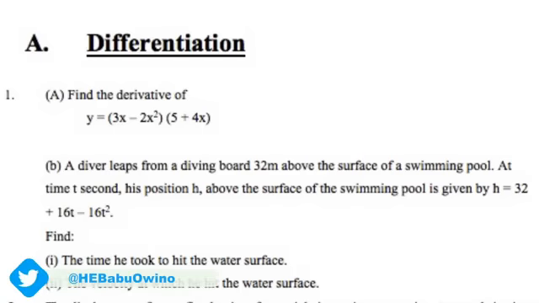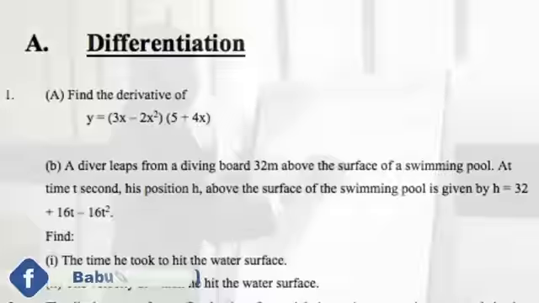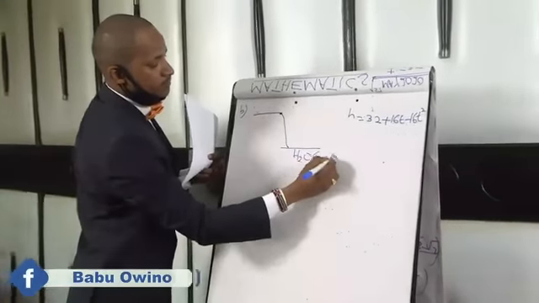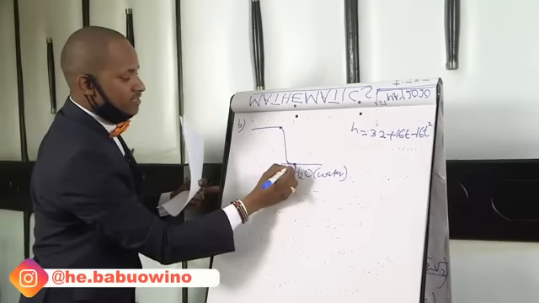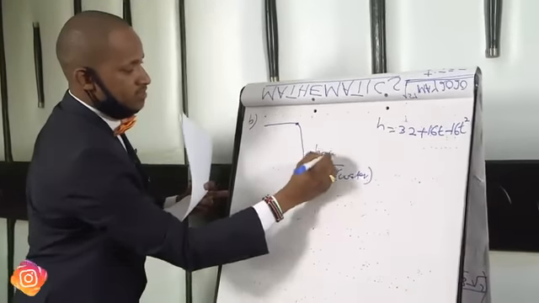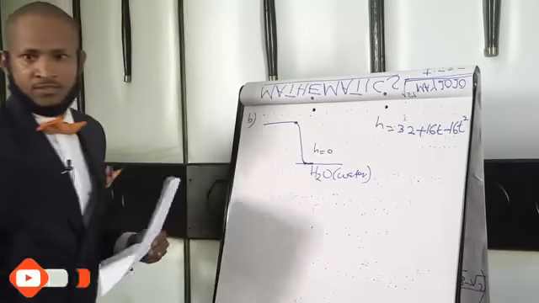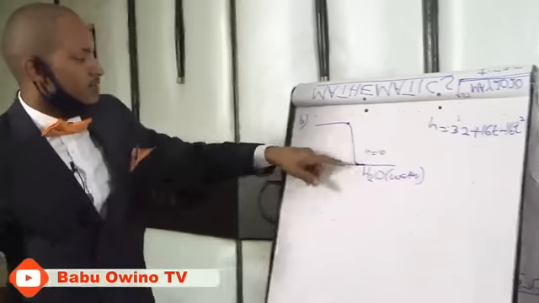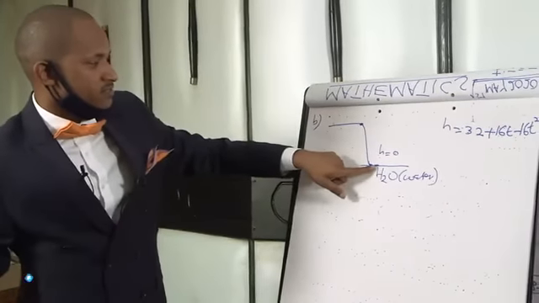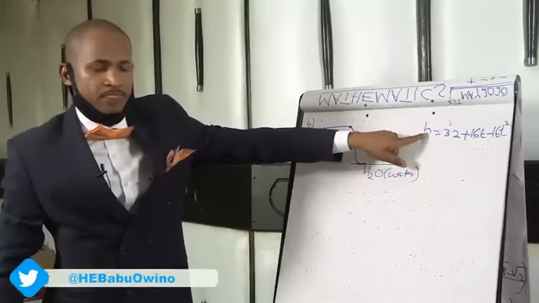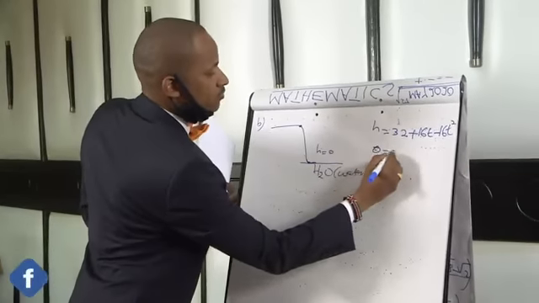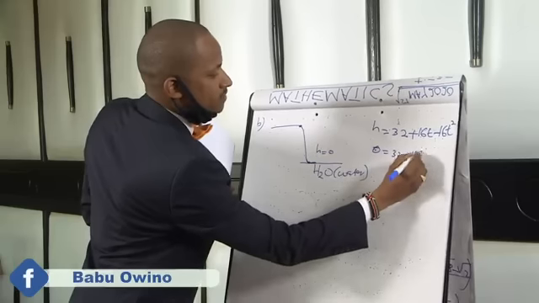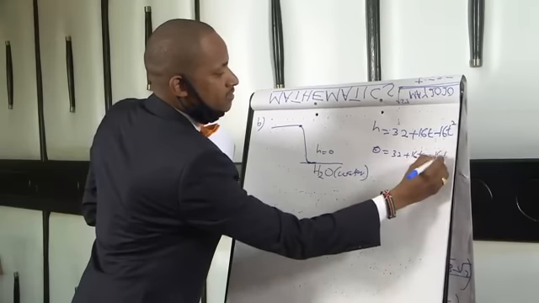So when the diver dives from here and hits the water surface, if this is water, at the water surface, height is 0. Therefore, if they want the time taken for the diver to hit the water surface, we replace the height with 0. So here is 0 equals 32 plus 16t minus 16t squared.